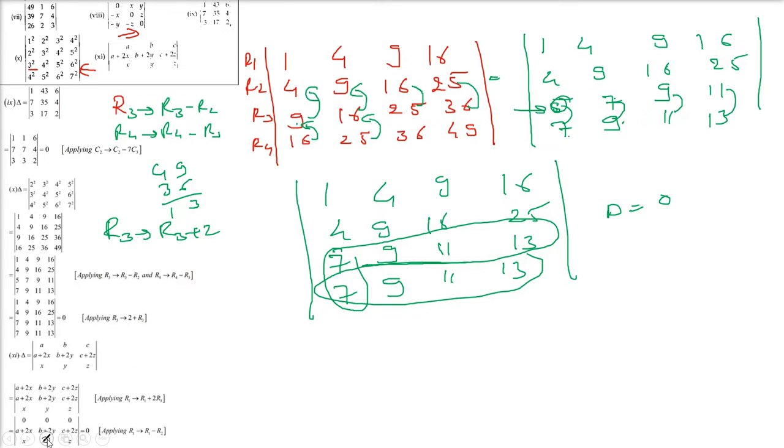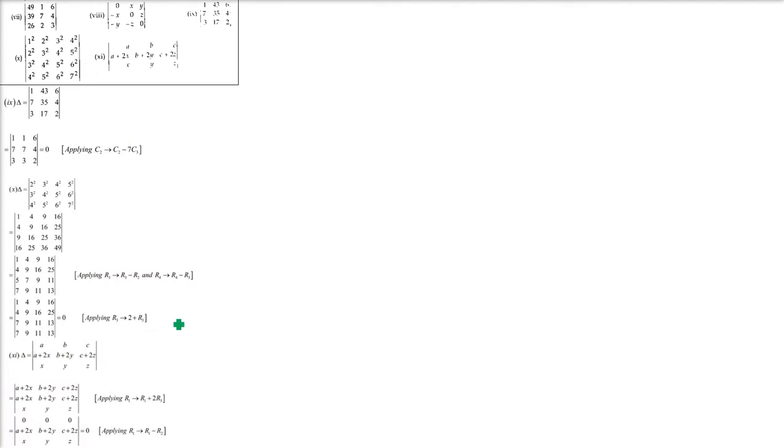Now I am clearing it because we are going to do the next one. So we have a, b, c; a plus 2x, b plus 2y, c plus 2z; and x, y, z. Now let me tell you, there are multiple ways to solve the same kind of determinant. I am giving you one method. You can have your own method. This is our matrix. Now see the pattern.